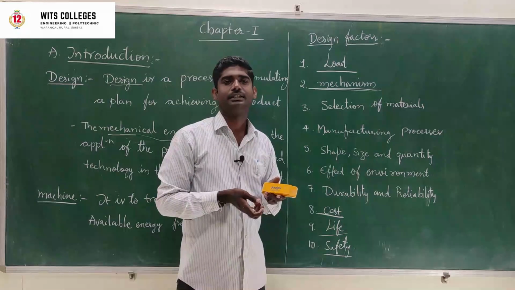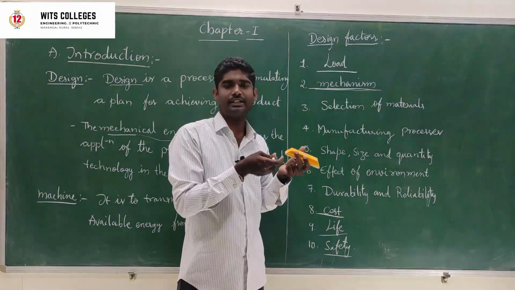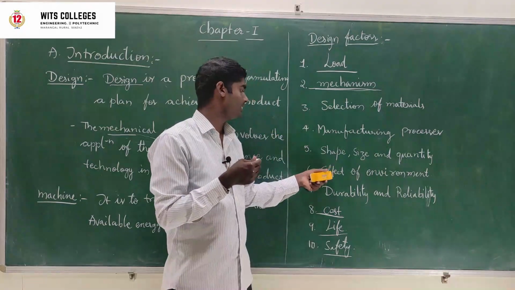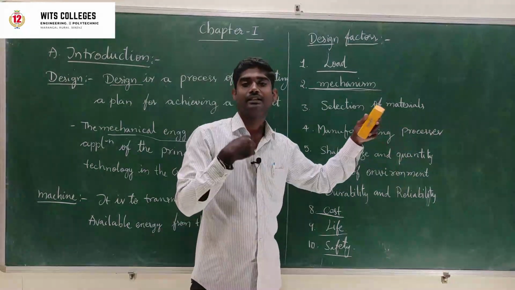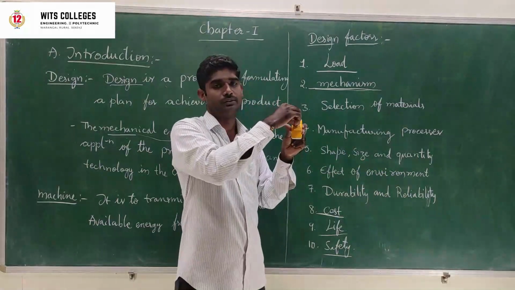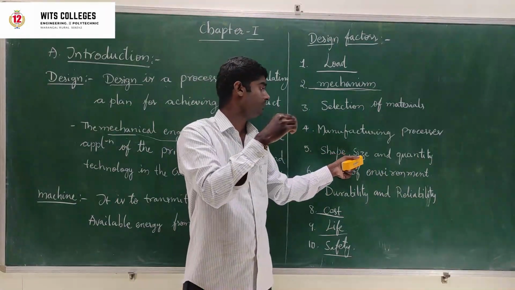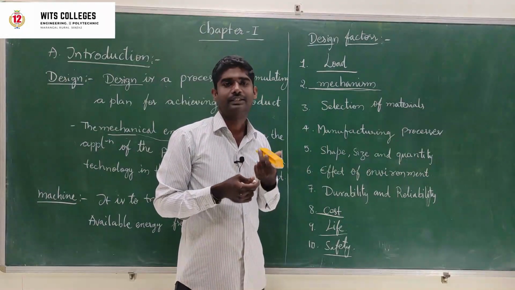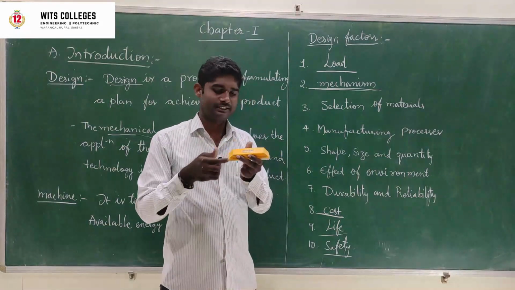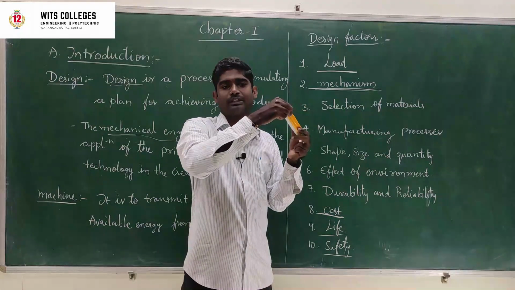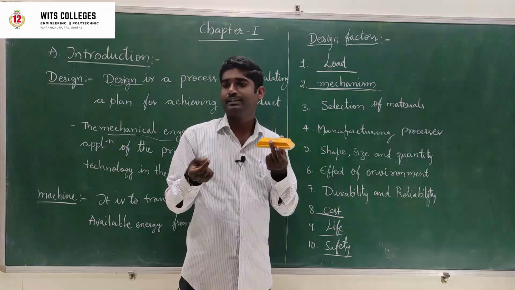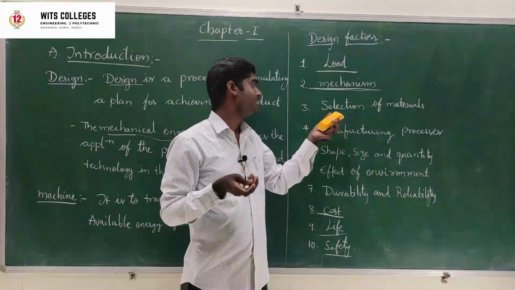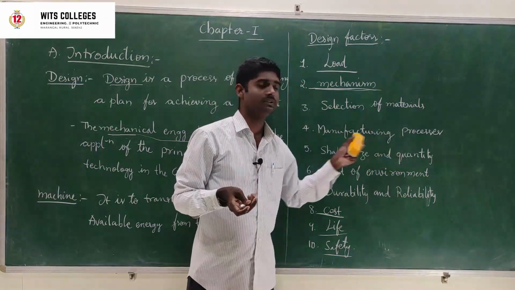With plastic, the effect of environment is high compared to wood. Next, shape, size and quantity. What is the shape? The duster is small compared to other wooden materials like stools or tables. That is shape, size and quantity.